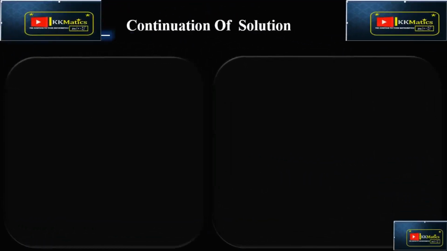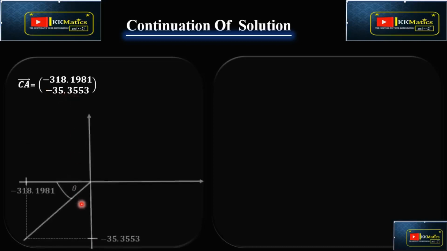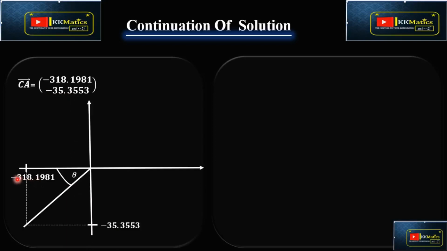Now, from there, we were also told to find the bearing of A from C. For us to do so, we're going to consider the vector form of CA. So we're going to scratch this. This is a negation. You see that the x value here is negated, so it's going to be on the other side. We also notice that the y value here is also negated, so it's going to be below. So we draw that. As you can see, this is the x value, which is minus 318.1981, and this is the y value, which is minus 35.3553.